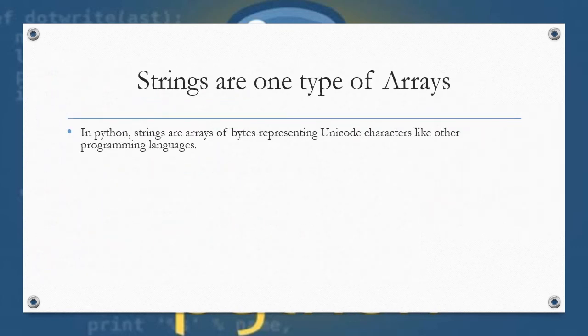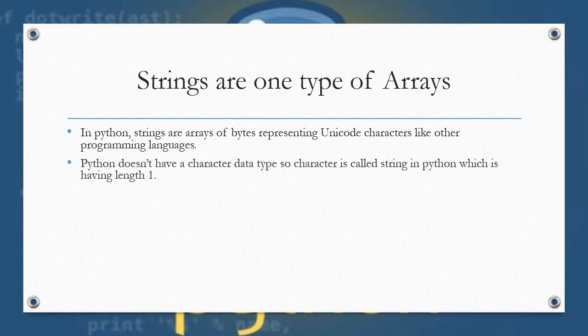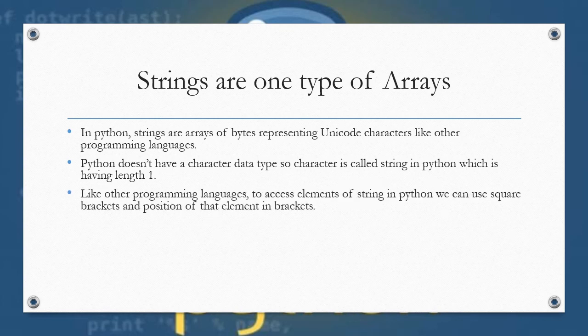Now strings are one type of arrays in Python. Strings are arrays of bytes representing Unicode characters like other programming languages. Python doesn't have a character data type, so a character is called a string in Python, which has length 1. Like other programming languages, to access elements of a string in Python, we can use square brackets and the position of that element in the brackets. Remember, in arrays, the first position starts with 0.